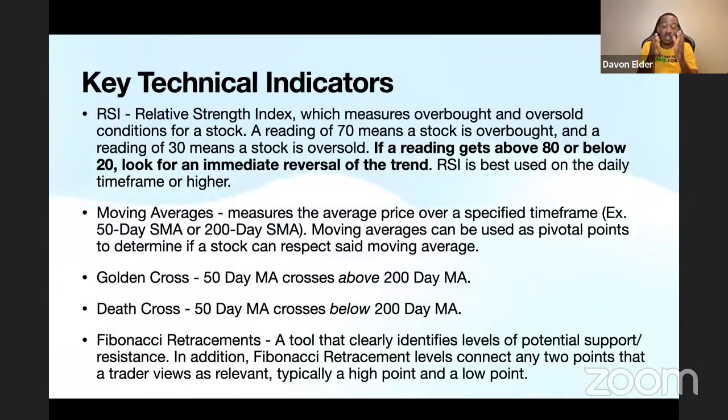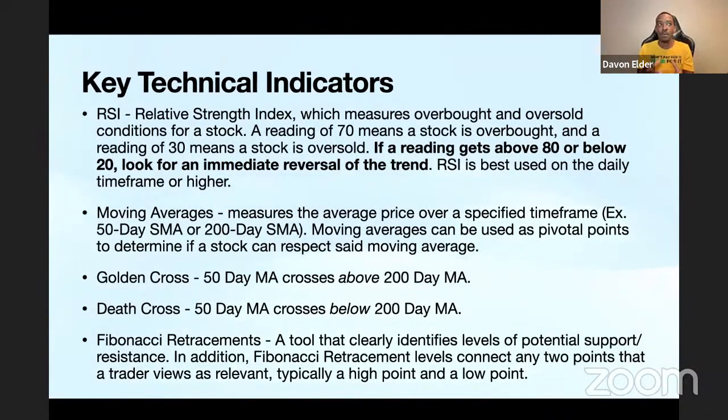And you may use a technical term like the MACD. I'm not going to go into the MACD tonight, but you might want to think about the MACD in terms of thinking about those exponential moving averages. Now, moving averages can be used as pivotal points to determine if a stock can respect said moving average, right? It makes sense to understand that.